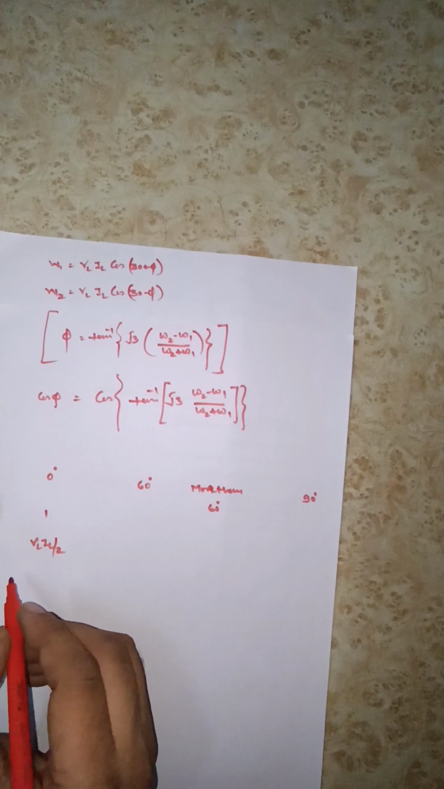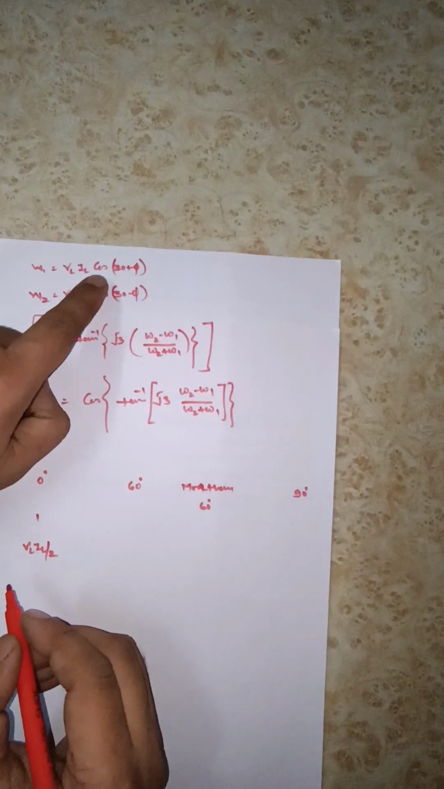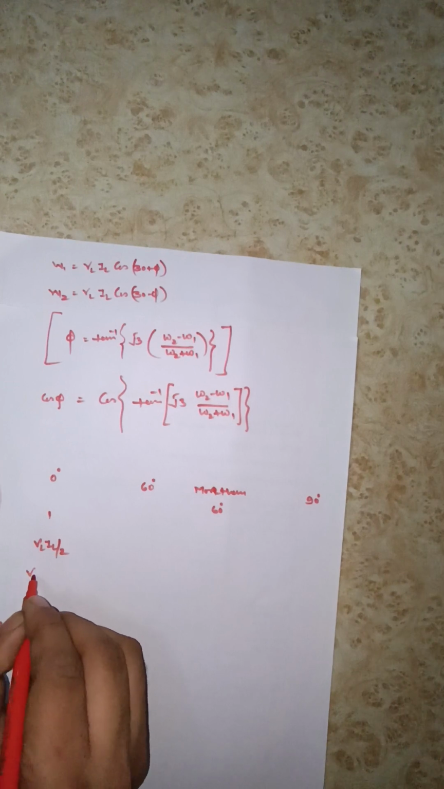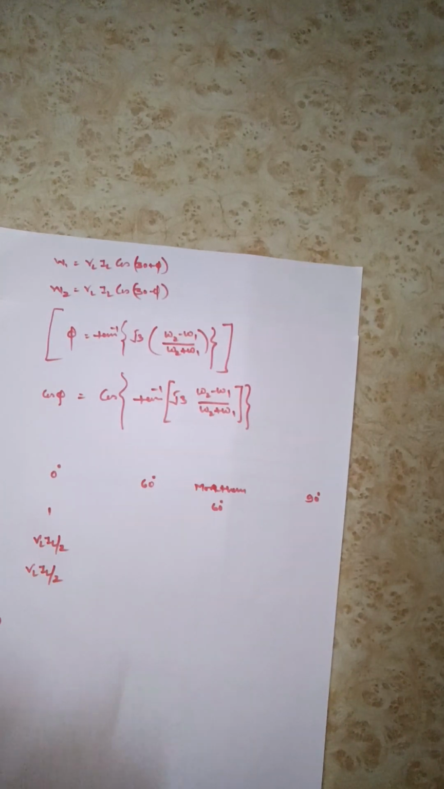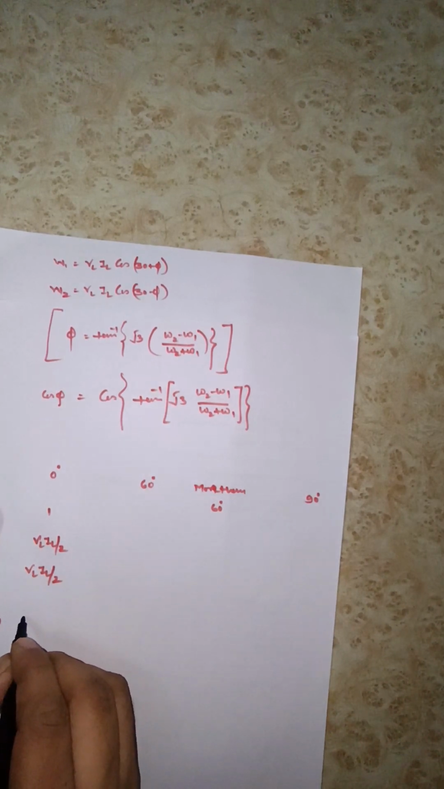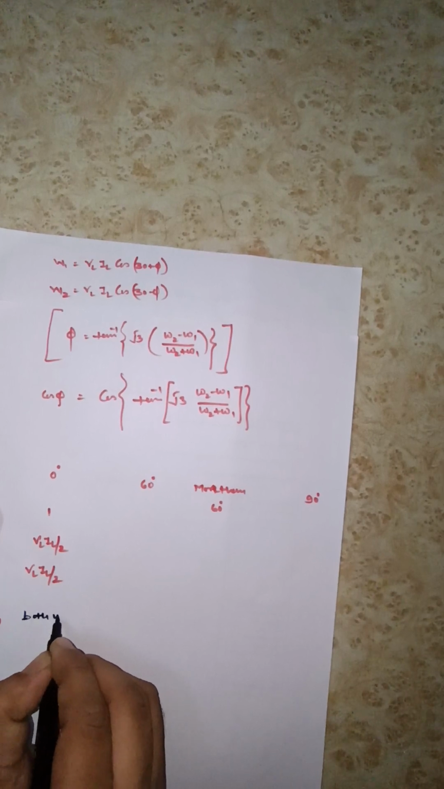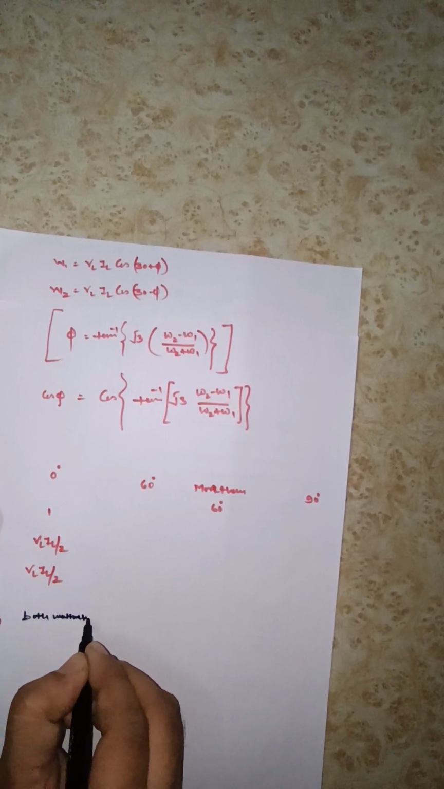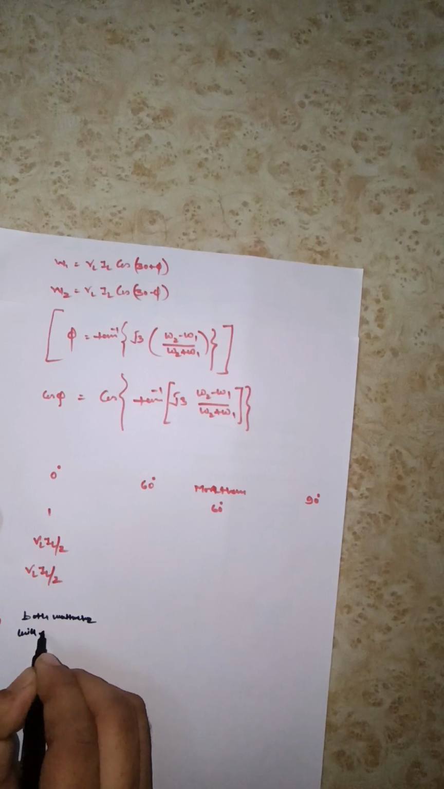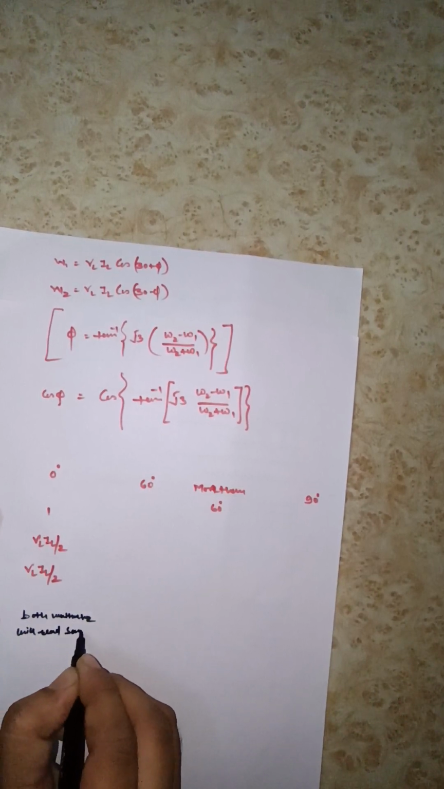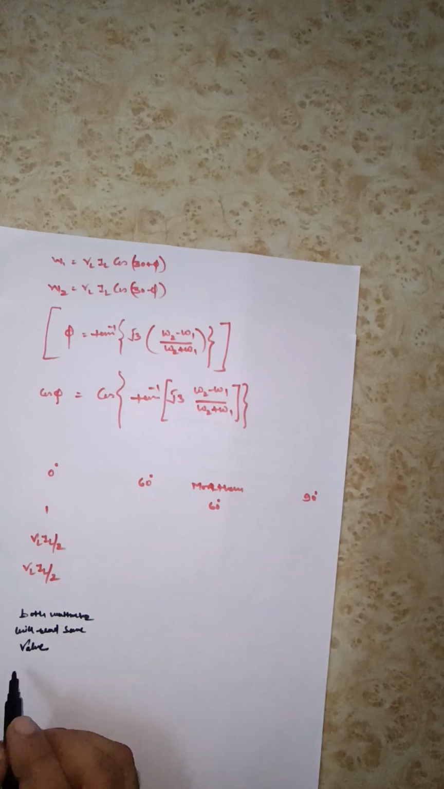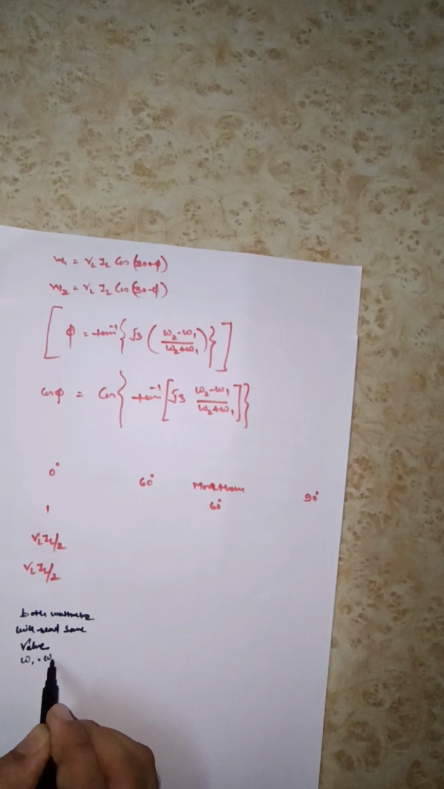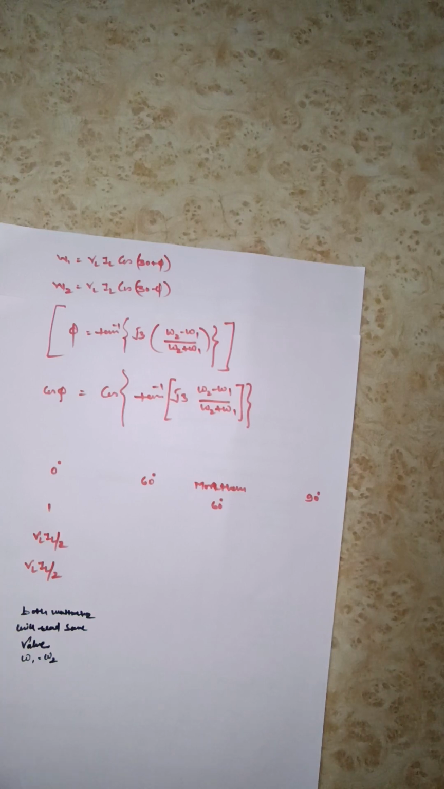What will be the value of W1? Again here phi will be 0. So cos 30 is 1 by 2. So VL IL by 2. So here what you can write? You can write that at 0 degree, both wattmeters will read the same value. It means W1 will be equal to W2.